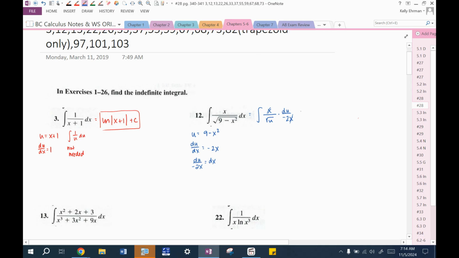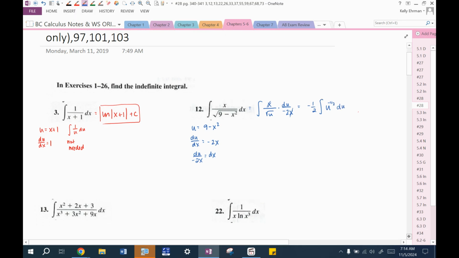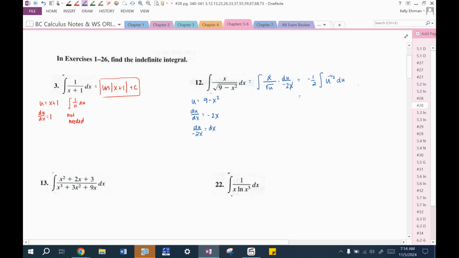So the x's cancel. I'm going to rewrite this a little bit. I can take a negative 1/2 out in front, times the integral of, instead of 1 over radical u, I'm going to make it u to the negative 1/2, so that I correctly apply my power rule for integrals here. And then I can integrate. So add 1 to this exponent, you get u to the 1/2, and you divide by that new exponent, plus c, and then I'll clean this up.